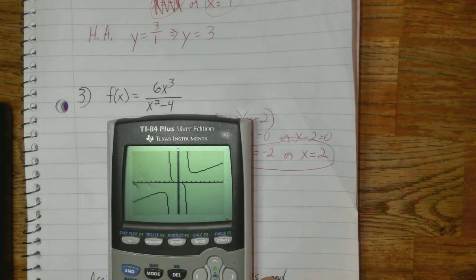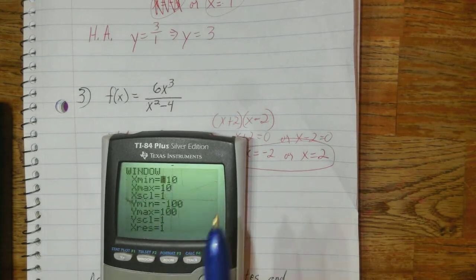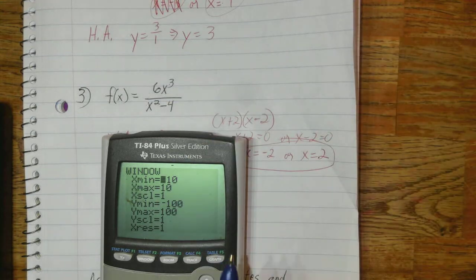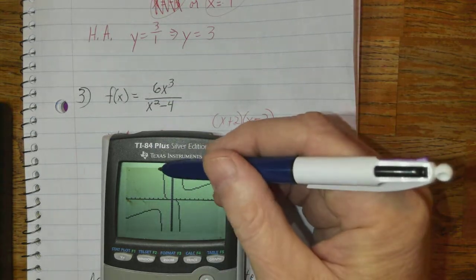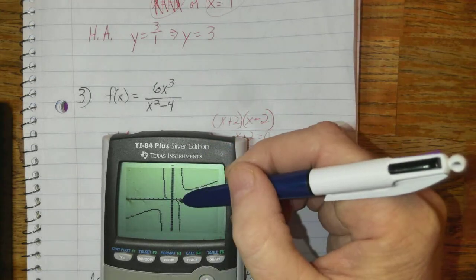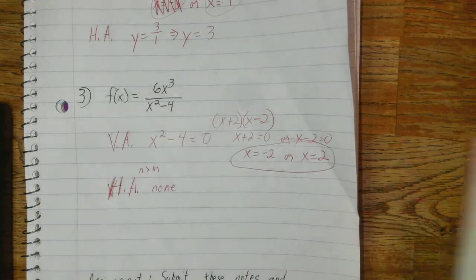All right, did you see any of that? Okay. Now, keep in mind I did change the window so that I could see more on the y-axis. All right, but at positive 2, you get an asymptote, and at negative 2, you get an asymptote. And there is no horizontal asymptote here.